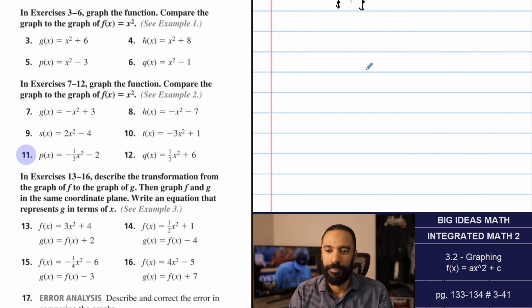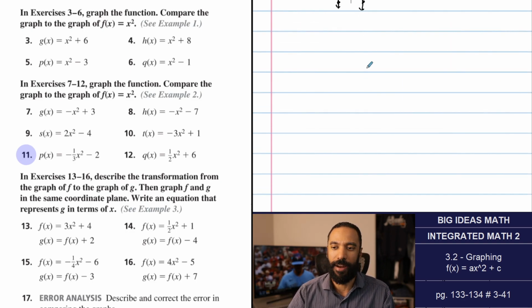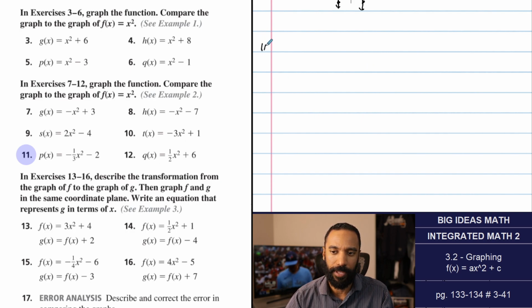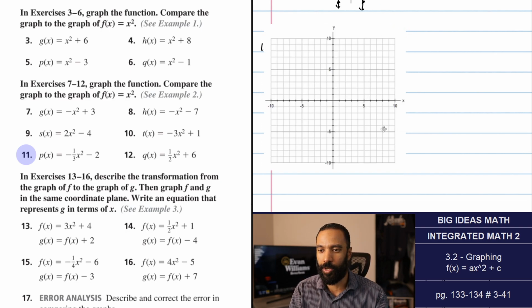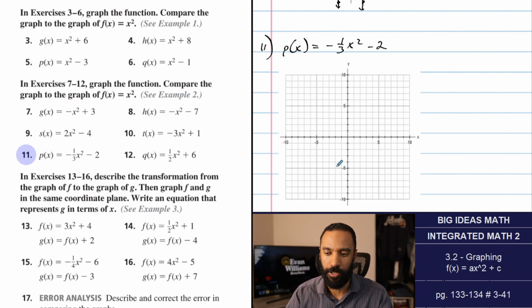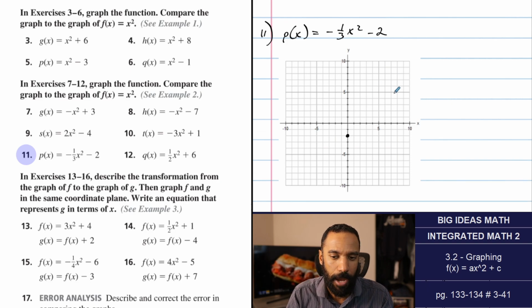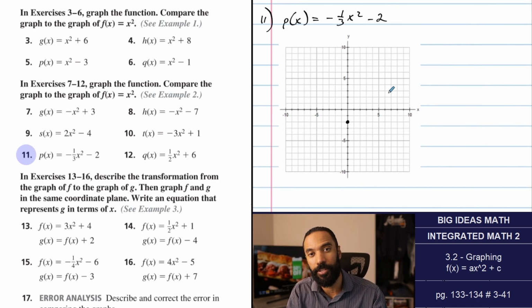Number 11. Number 11 has an interesting fraction bit with a compression. We'll work around it. We have p of x equals negative 1/3 x squared minus 2. The negative 2 will be our vertical translation for our vertex. Hopefully you're getting a little used to that. So negative 2 here. It is negative, so we will be going downward instead of upward, but we will be taking 1/3 of our values.